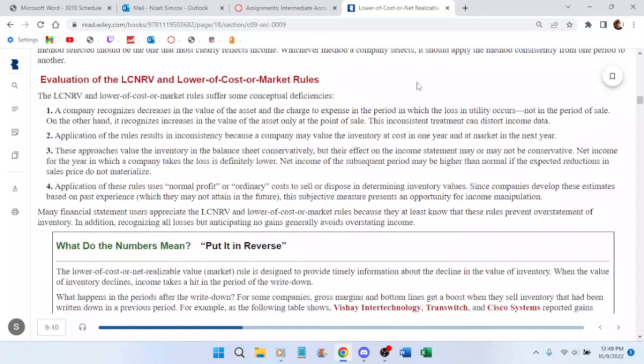Let's see. Do we need to memorize the advantages and disadvantages of these things?